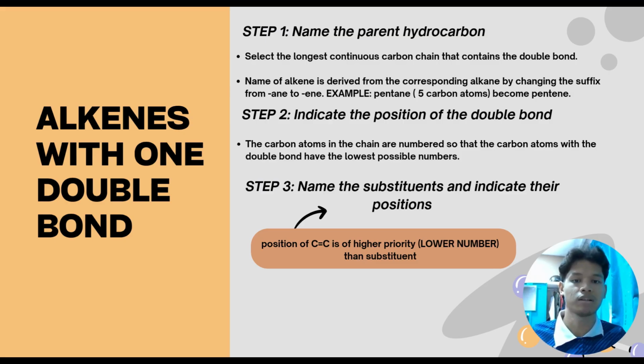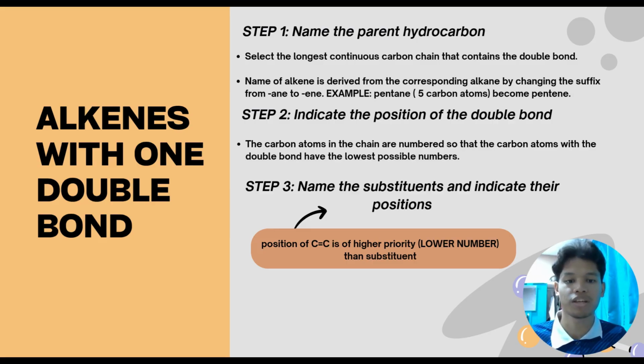How to name it? First, we need to select the longest continuous carbon chain that contains the double bond. The name of the alkene is derived from the corresponding alkane by changing the suffix from "-ane" to "-ene." For example, pentane, which is an alkane, contains 5 carbon atoms. In alkene nomenclature, it will become pentene. The same with hexane, which will become hexene.